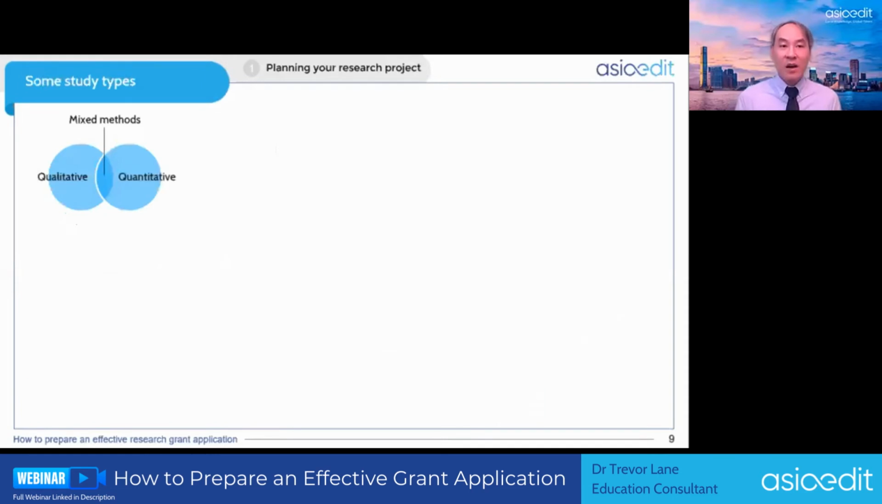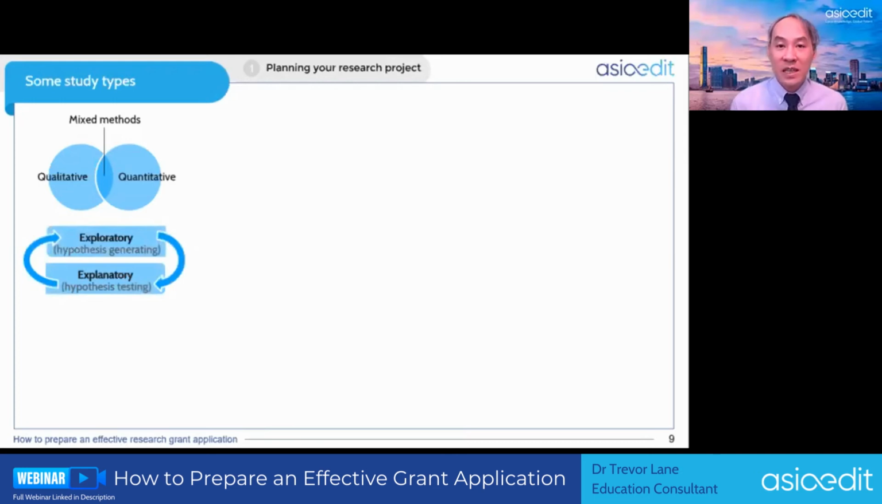Another thing to think of is the type of study. We said they have different evidence levels. So decide early on what type of study you will do, because this will determine the type of data you collect and how you present your work in your proposal. There's qualitative, which is subjective or text, not to do with numbers. There's quantitative, which is numerical data. And then you can do a mixture called mixed methods.